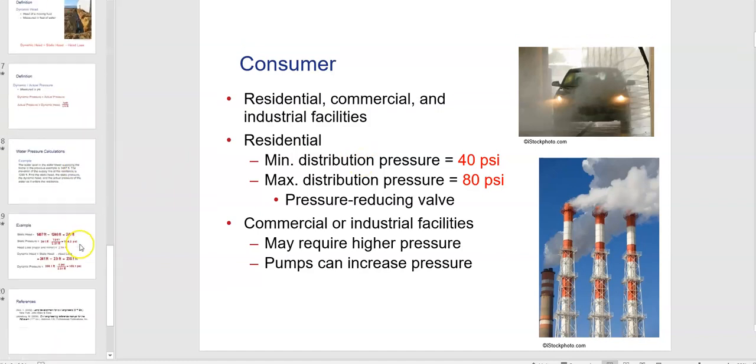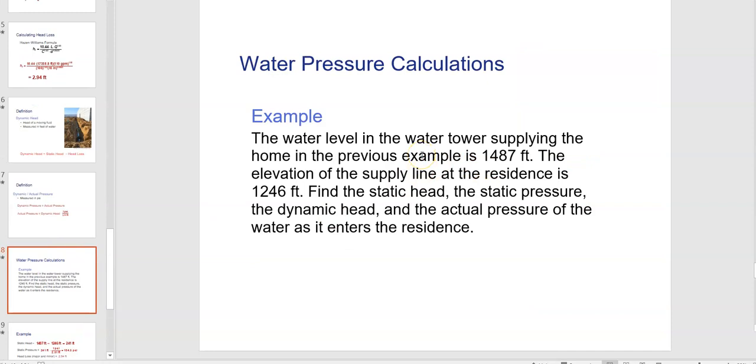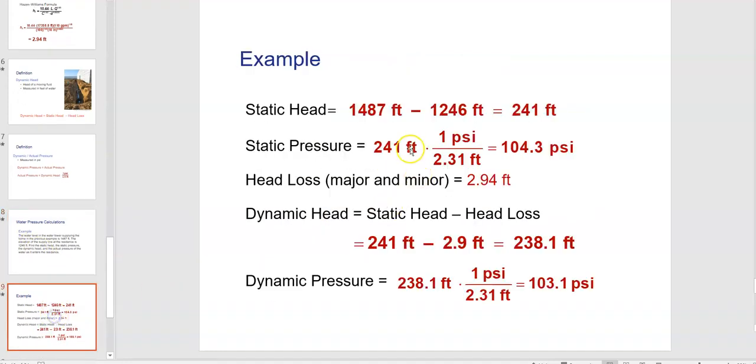So what we can do now is we can say, you know what, we need to go back and redesign or do some things that are different. Let's go back to this example right here. It says the water level in the water tower supplying the home in the previous example is 1,487 feet. It says the water level, and you're going to change up the water level and do some different things. So you're going to notice how they come in and do some different calculations, but it looks like they're kind of keeping with some of the same numbers.